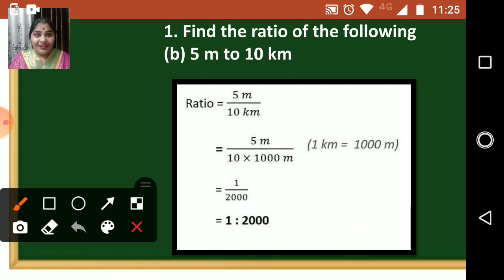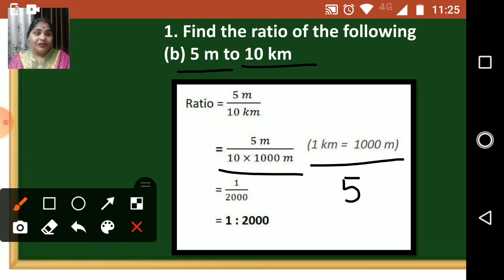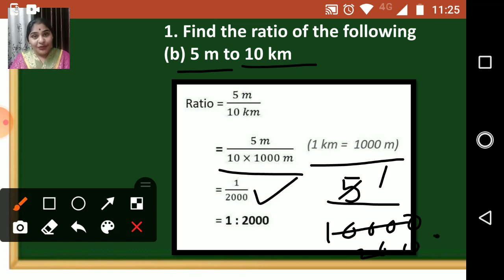Yeah, so you can see here 5 meters quantity will come in the numerator, and 10 kilometers will come in the denominator. So 1 kilometer is equal to 1000 meters. So it will be 10 into 1000, that is 10,000. So the next step will be 5 upon 10,000, right? And when I then simplify this, 5 ones are 5, and 5 2000s are 10,000, so 2000 will come in the denominator. So 1 upon 2000 is the simplest form, right? Is the ratio. So you will write the final answer as 1:2000 is the ratio.